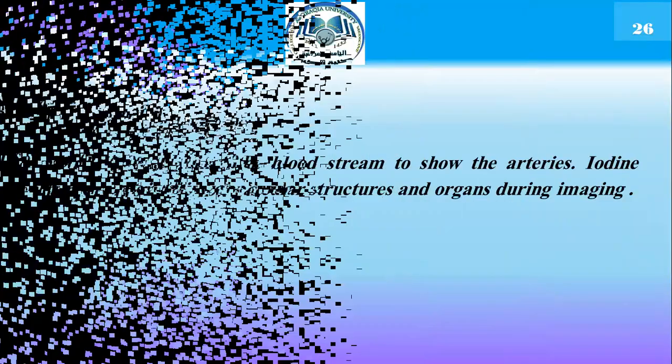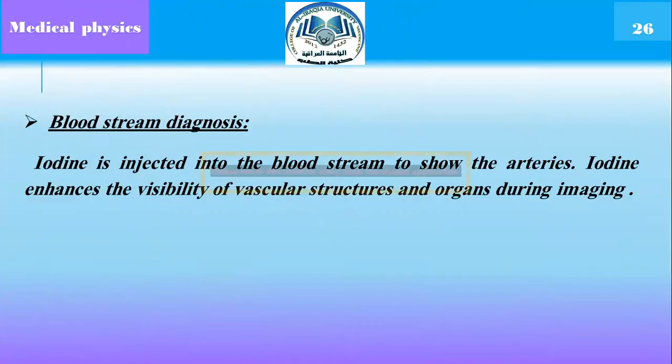Bloodstream diagnosis. Iodine is injected into the bloodstream to show the arteries. Iodine enhances the visibility of vascular structures and organs during imaging.